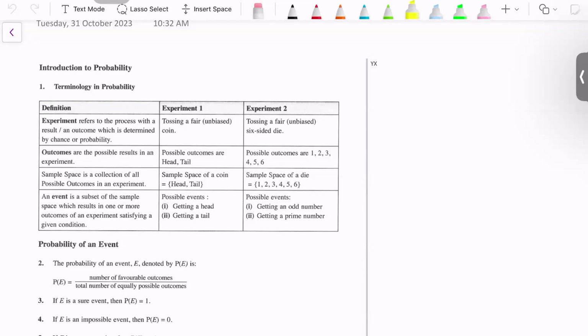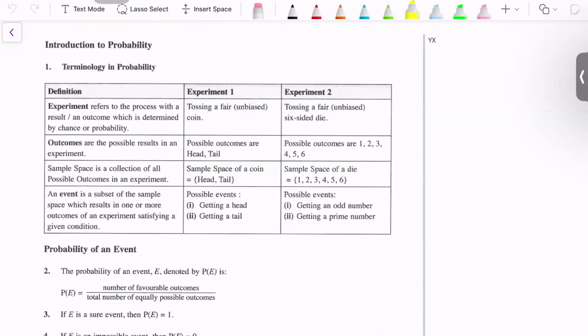Okay, so today we'll start on probability. I'll just run through it with regards to probability and give you a general overview of probability. Okay. So firstly, in this whole term of probability, what is it?